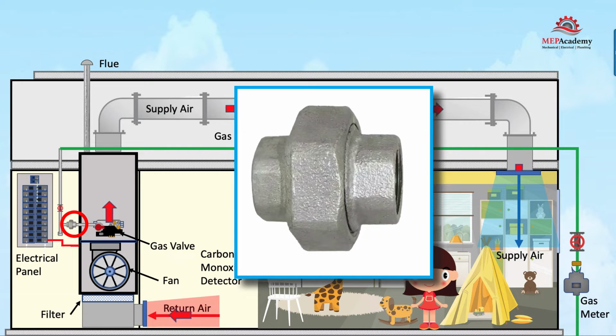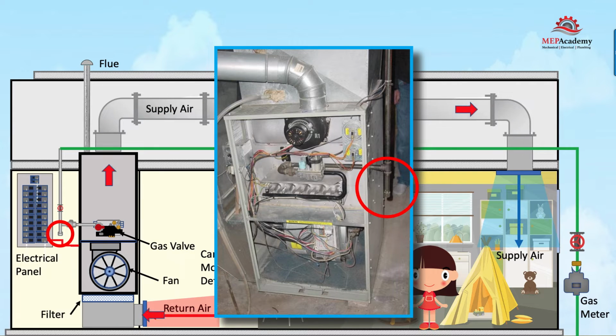The union provides for the gas piping to be removed from the furnace if required. A drip leg should be installed to trap any condensate in the gas piping and prevent it from entering the furnace. The drip leg should be located away from where it could freeze.